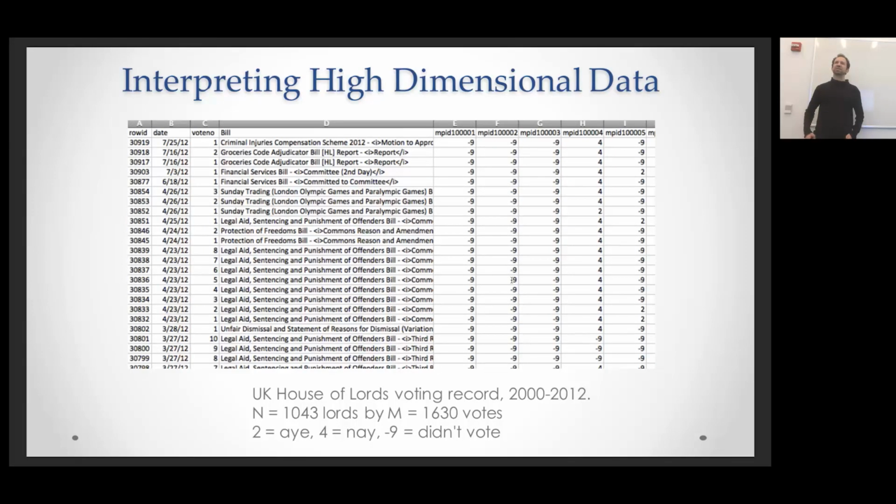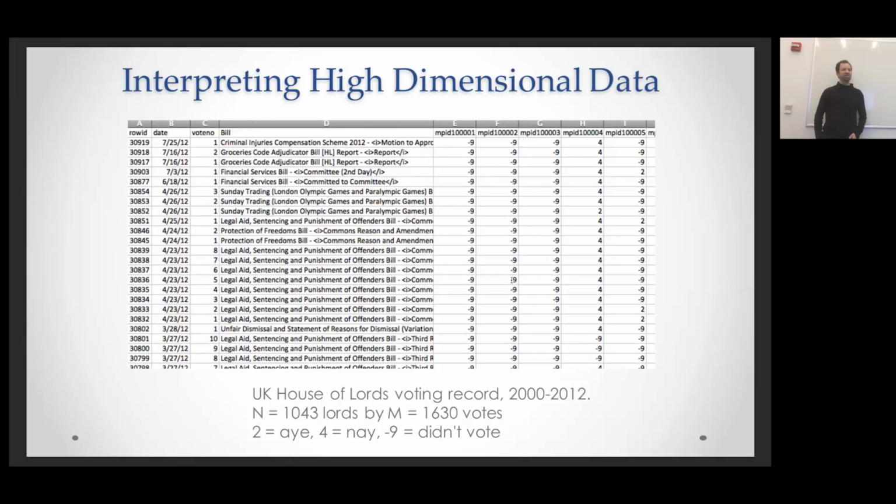-9 means didn't attend, but I think 4 is no and 2 is yes. Oh yeah, it says at the bottom. And what we have in this set of data is over 1,000 MPs and 1,600 odd votes. So the analytical question is: is there structure in this data?